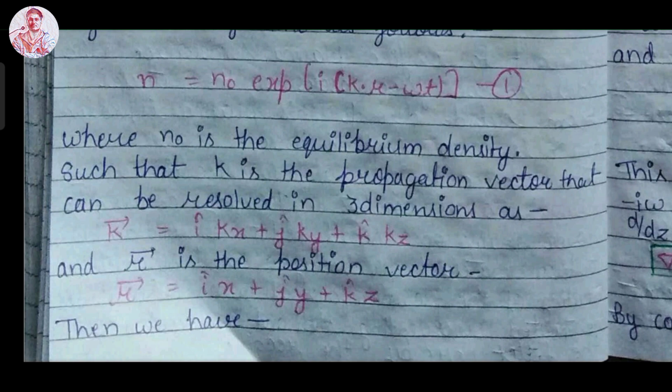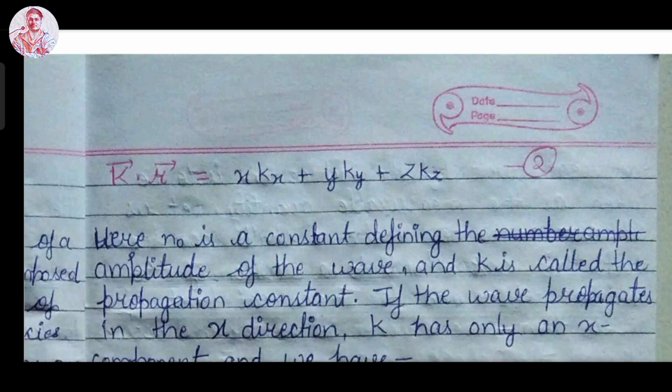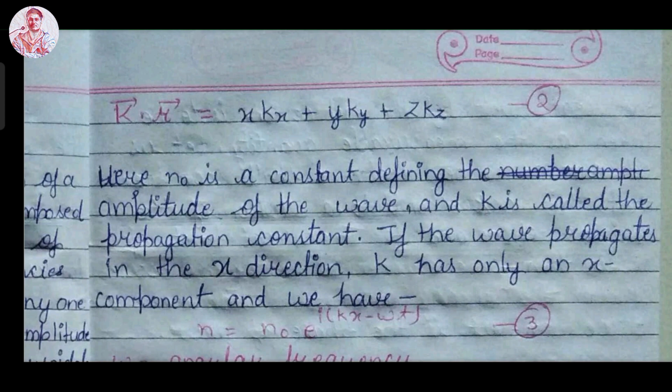Then vector k dot r is equal to kx x + ky y + kz z. Let's take this as equation number 2, where n0 is the constant defining the amplitude and k is the propagation vector. If the wave propagates in the x direction, k has only the x component, then the equation becomes n = n0 e raised to the power i(kx − ωt).